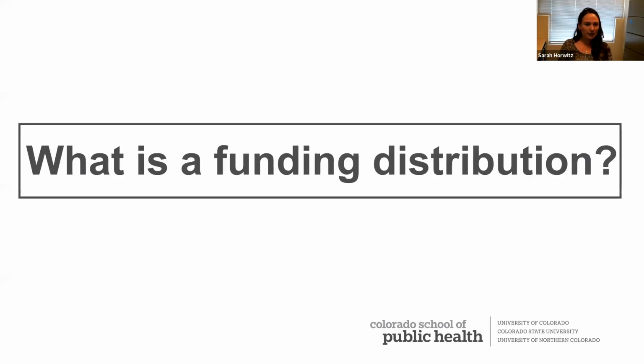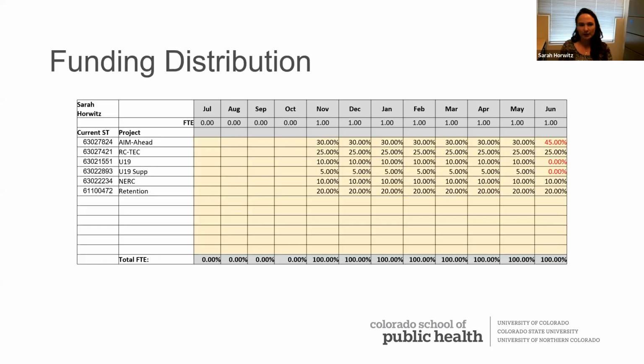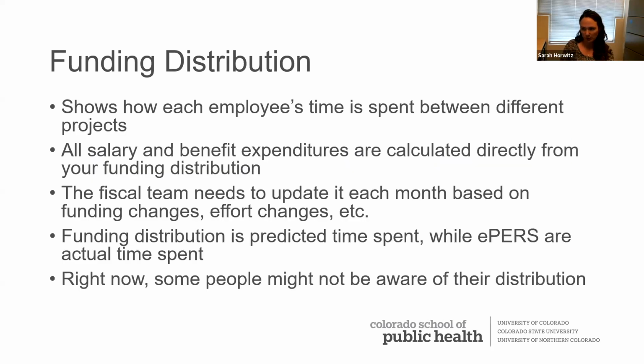So to start, what is a funding distribution? Some of you might have seen a spreadsheet like this that I evolved from Sarah Trimmer's spreadsheet. So this is what a funding distribution might look like, and what it shows is what projects we're on and what time is being put on which projects.